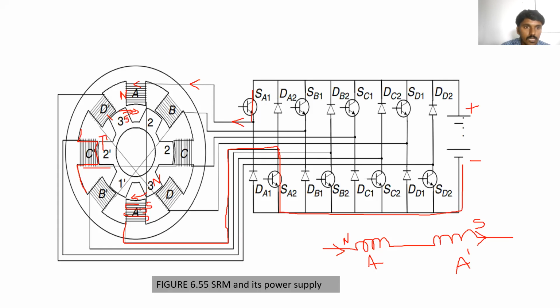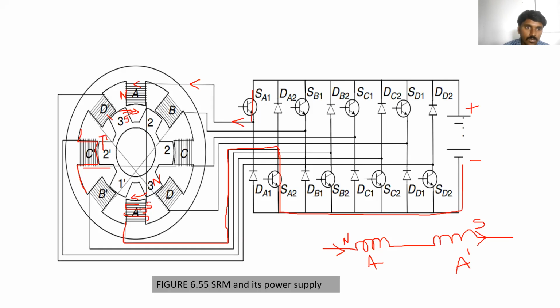Whenever these 3 and 3 dash poles come to the A and A dash stator poles, the reluctance is going to decrease. The reluctance decreasing means the rotor poles are aligned with the magnetic field produced by the stator windings, the stator poles A and A dash.